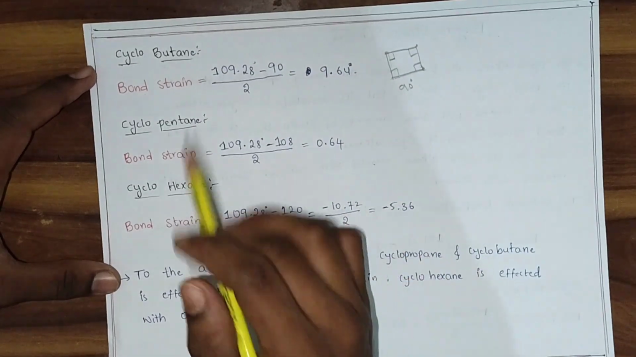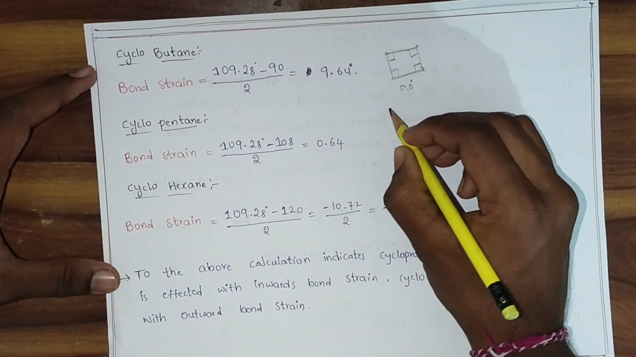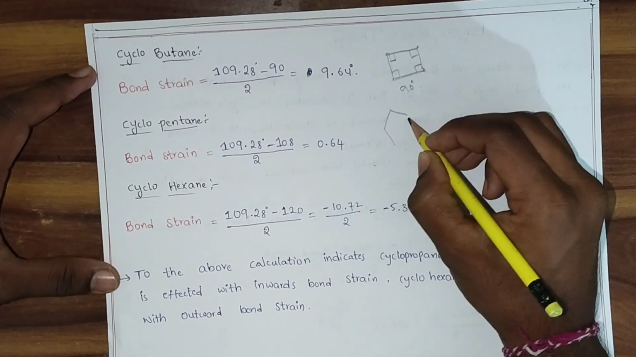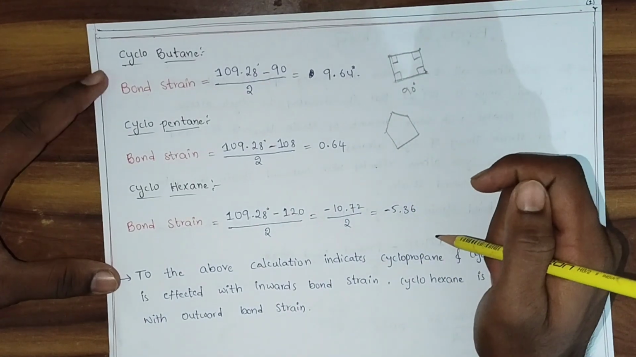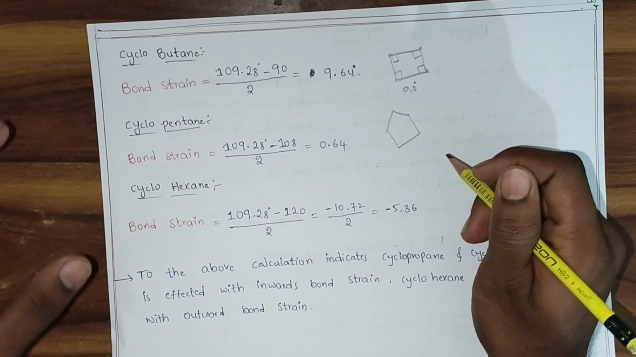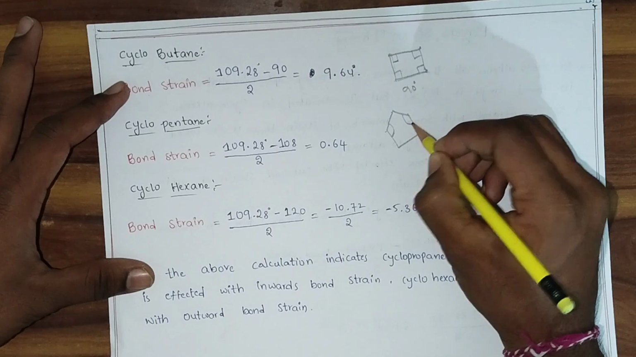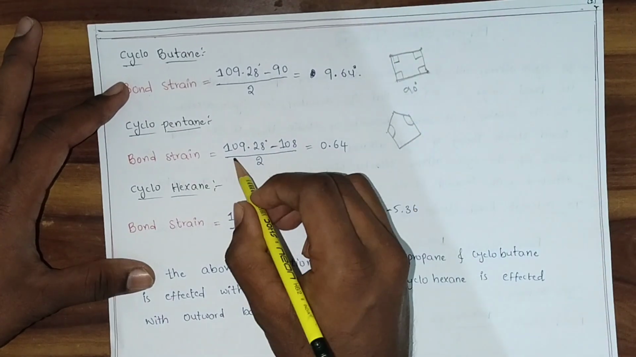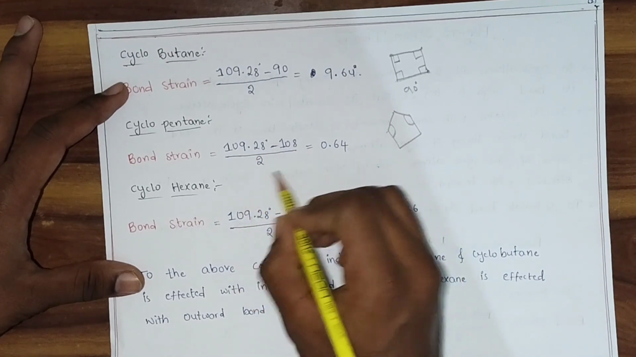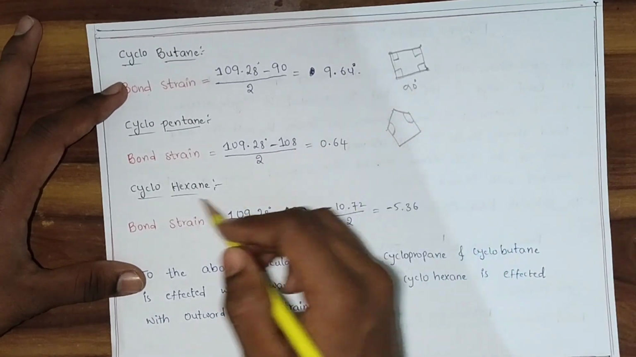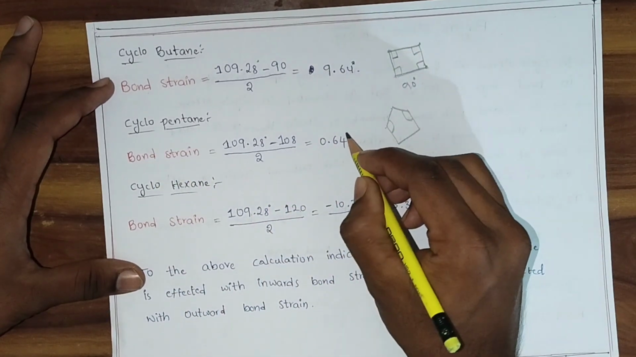Then the next example, cyclopentane. Pentane means 5 carbons. The structure is 1, 2, 3, 4, 5. What is the present bond angle? The present bond angle is 108 degrees. So 109.28 degrees minus 108, divided by 2, is equal to 0.64. The bond strain of cyclopentane is 0.64 degrees.